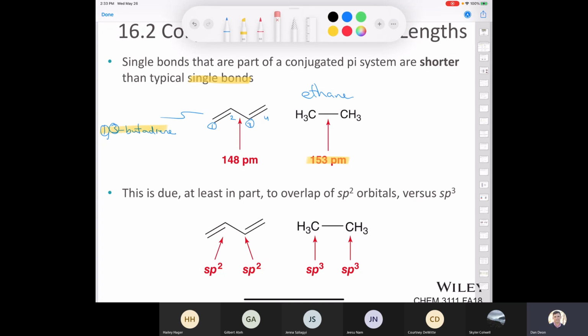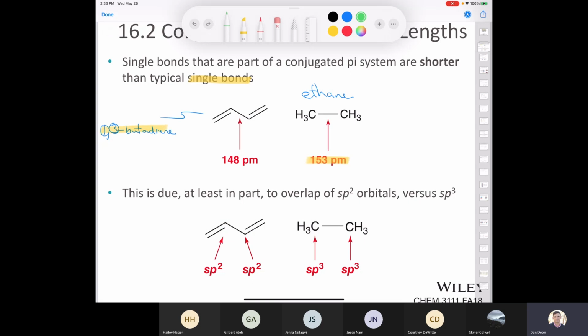But again, going back to that single bond in 1,3-butadiene, it's shorter, right? It's shorter by a little bit. Now, why is that? Well, it can be partly, not completely, but it can be partly explained by the hybridization of the carbons involved in that sigma bond. Both of those are sp3 hybridized, whereas both of these carbons in this single bond are both sp2 hybridized.